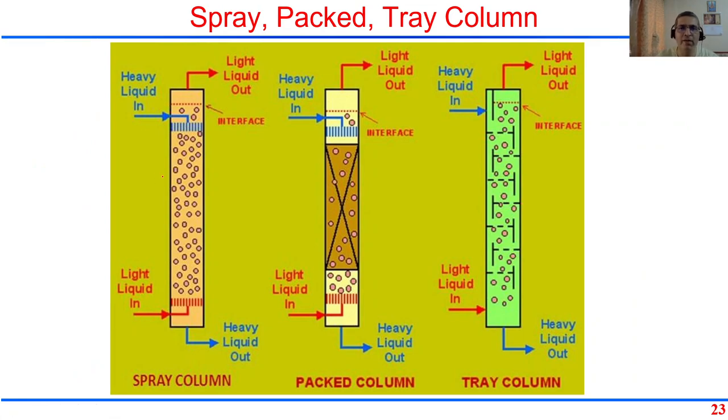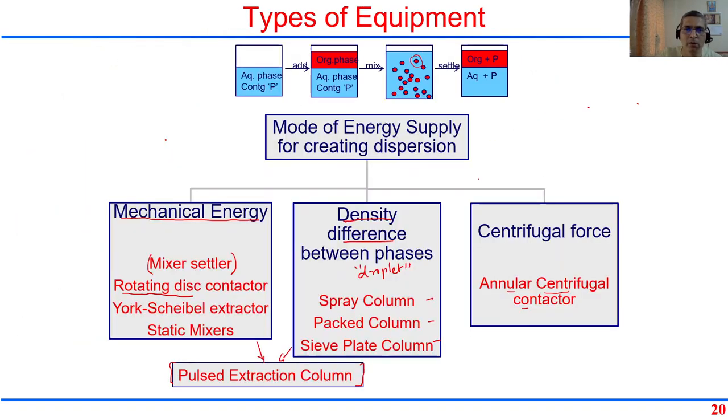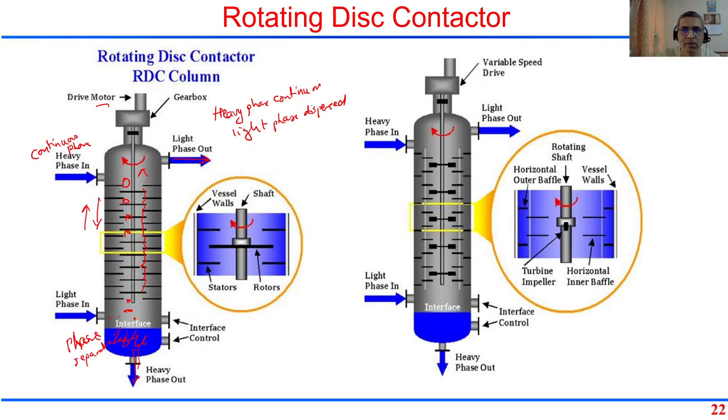We don't have the agitation. So we talked about mode of energy, either mixer settler or rotating disc contactor. Or you could have different kinds of discs. You need not have discs. You could have impellers. Call it a York Scheibel column, followed by some kind of coalescing region. Provide some packing between the two mixers, agitators.